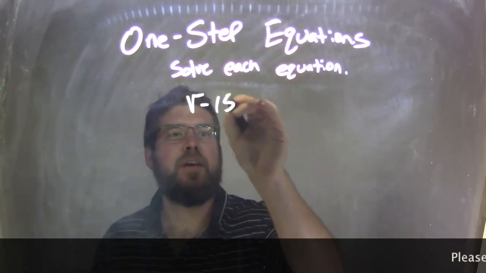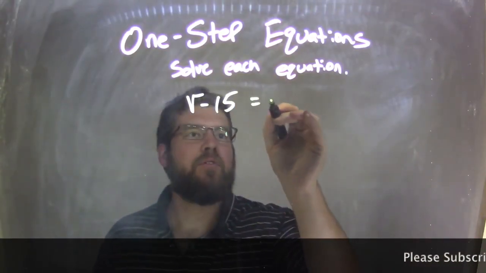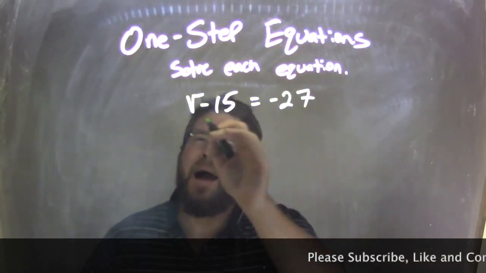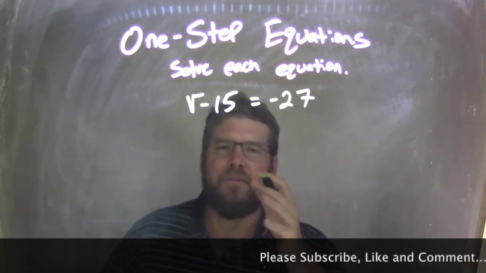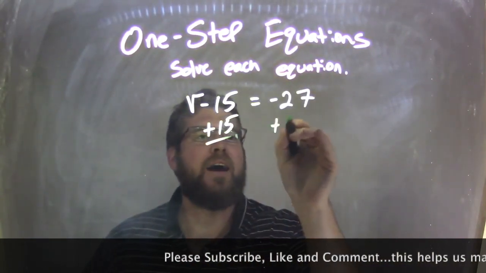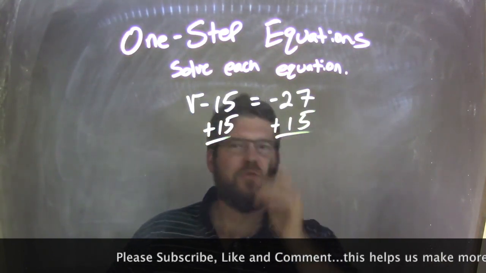v minus 15 equals negative 27. Okay? Well, that minus 15, I've got to think, what's the opposite of subtraction? That's addition. So I'm going to add 15 to both sides. Okay? This becomes tricky, right?